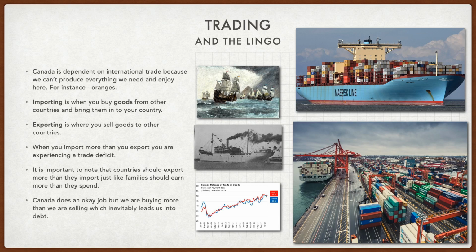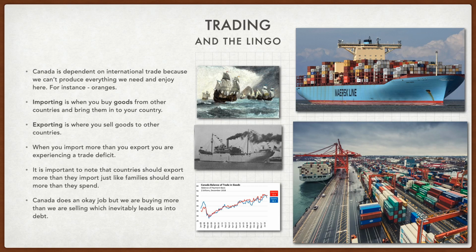So what is trading? Let's get a bit deeper into all the lingo. Canada is dependent on international trade because we can't produce everything we need or enjoy here, right? For instance, oranges and bananas and all sorts of yummy fruits, and also if we want certain types of cars and computers, a lot of these things can't be made here. If they are able to be made here, sometimes it's not as cost effective. Maybe the climate's not right, maybe the cost of people actually working is a bit more expensive, which is a whole other story, but we won't get into it.